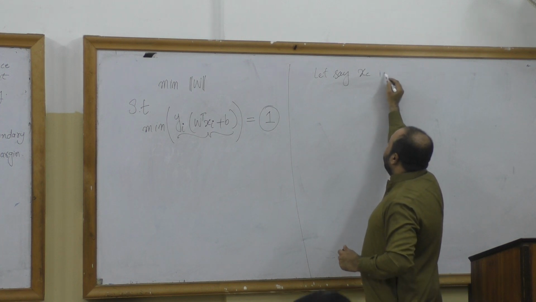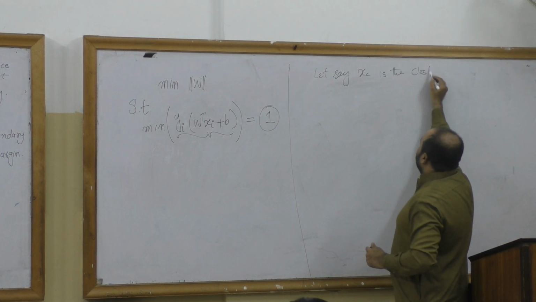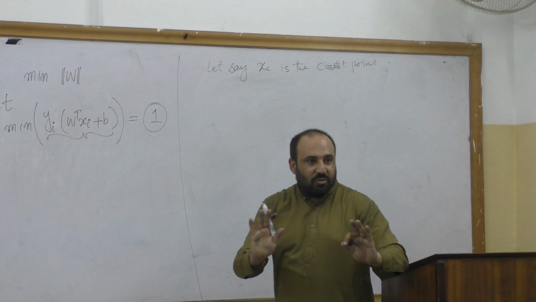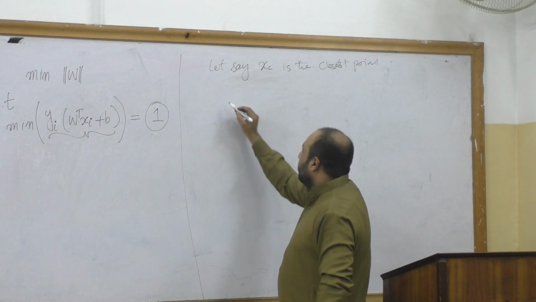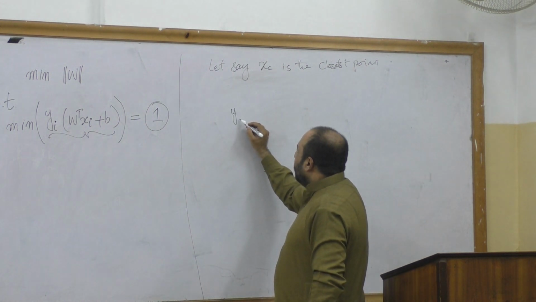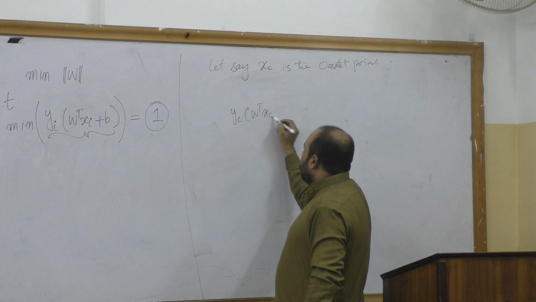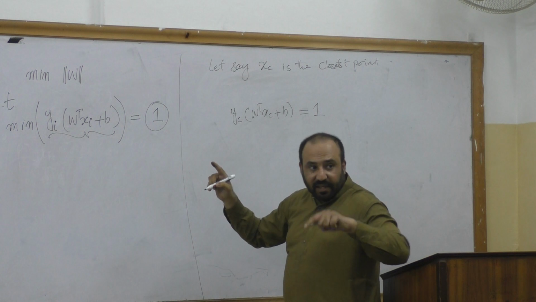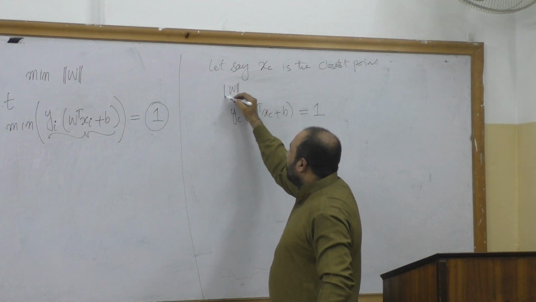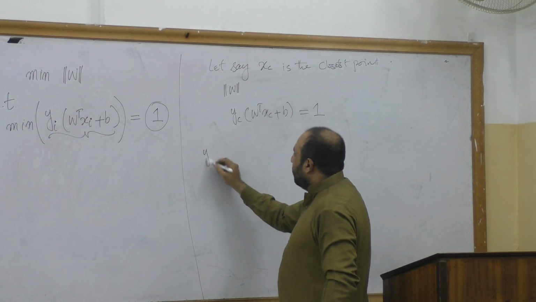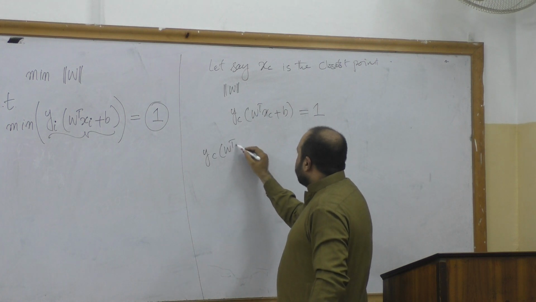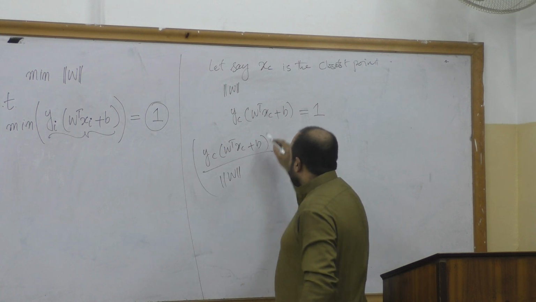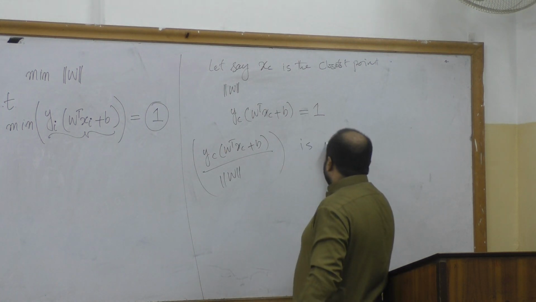Let's say XC is the closest point. Let's say this is giving us the closest point. What we really want is yc times w transpose xc plus b equals to 1. And for this particular point, this is the number so that w transpose xc plus b over w is minimum. This is minimum.